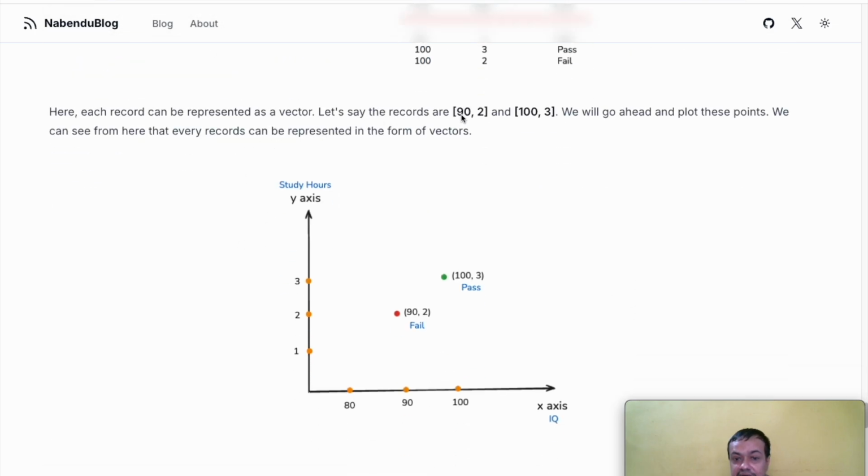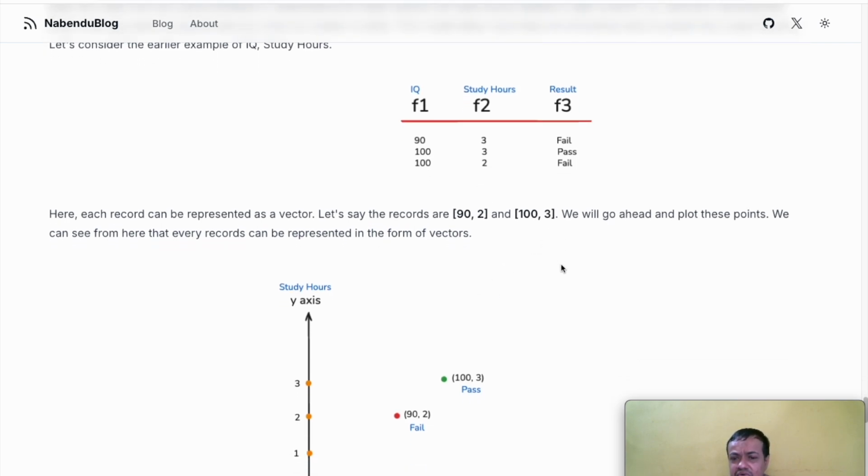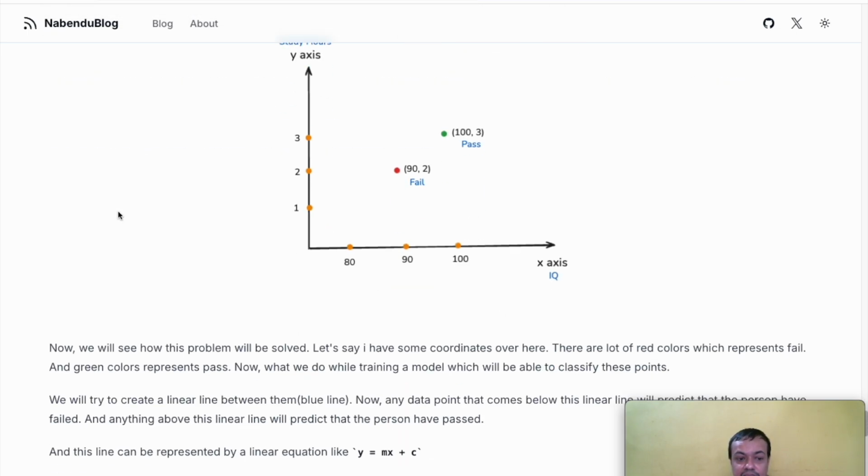Let's say that the record 90 and 2 is there, and 100 and 3 is there. We go ahead and plot this thing like this: this is fail, this is pass. So two records are there like that. Okay, now we will see how this problem will be solved.